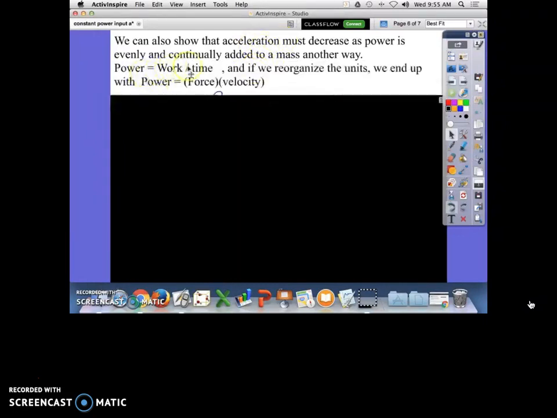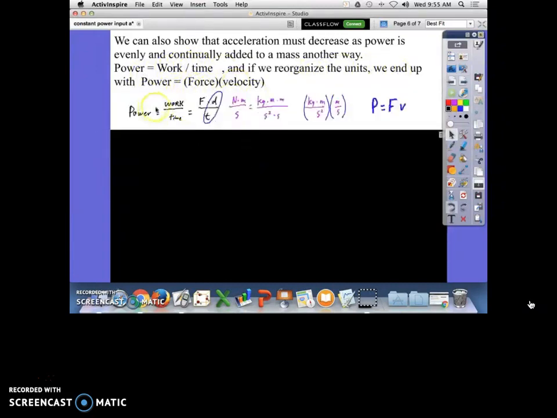Now, power is equal to work divided by time. If we reorganize the units, we end up with power equals force times velocity. Power is work divided by time. Work is force times distance, divided by time. Notice distance divided by time is velocity. So right away, I've got force times velocity is power. If I want to rewrite the units for force, I've got newtons times meters divided by seconds is the unit there.